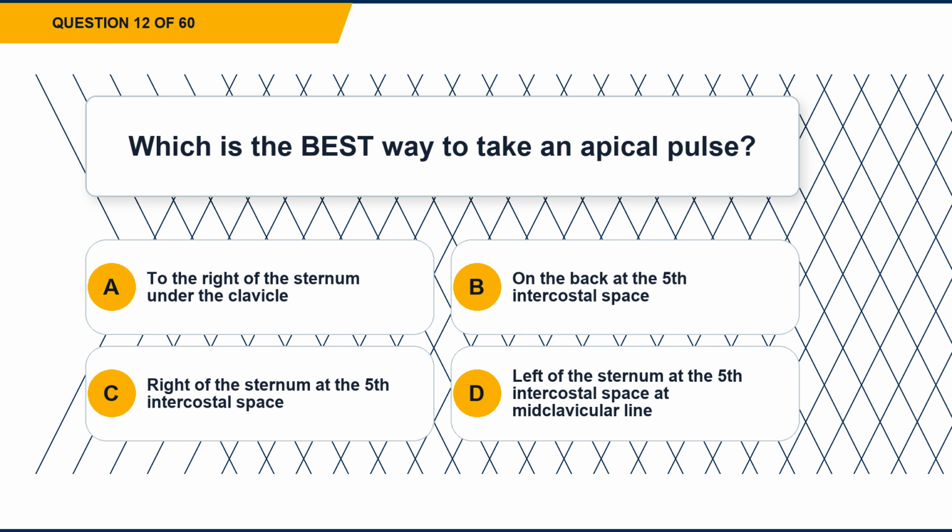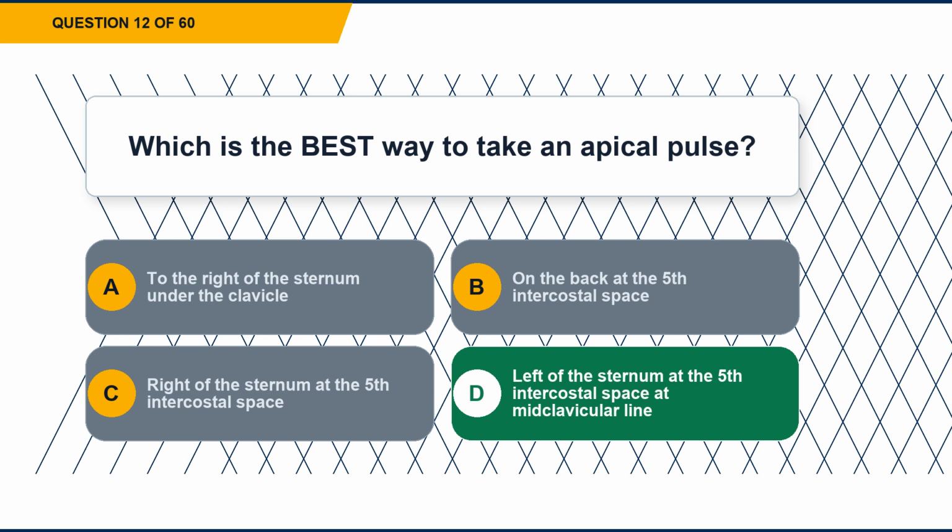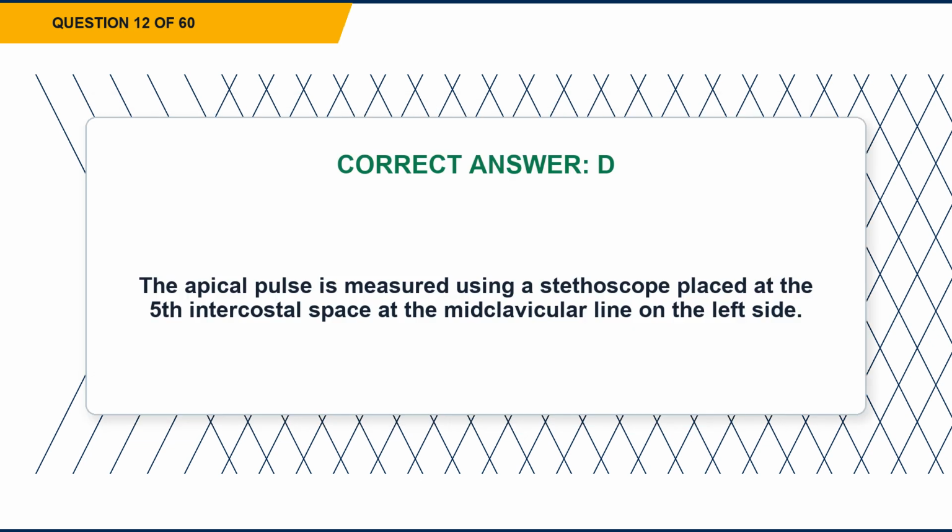The correct answer is option D. Left of the sternum at the fifth intercostal space at mid-clavicular line. Explanation. The apical pulse is measured using a stethoscope placed at the fifth intercostal space at the mid-clavicular line on the left side. Question 13.